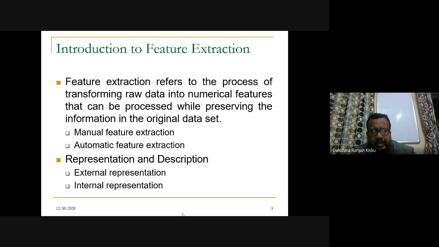into another form, and that form may contain some numerical features, or some geometric features in the form of numerical data. So here we can define feature extraction, which refers to a process of transforming raw data into numerical features that can be processed while preserving the information in the original data set. That means when we transform the raw data into another form, we should also preserve the original information that is given with the raw data.